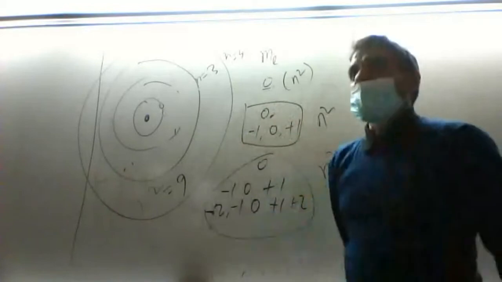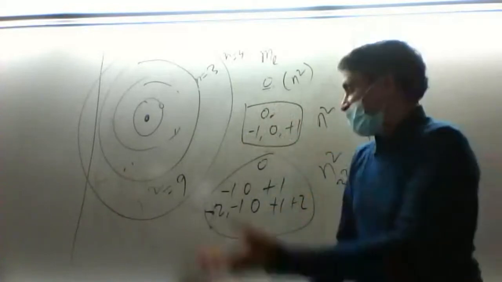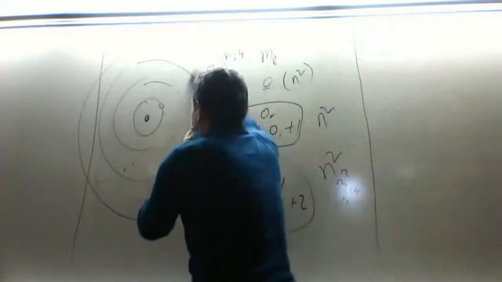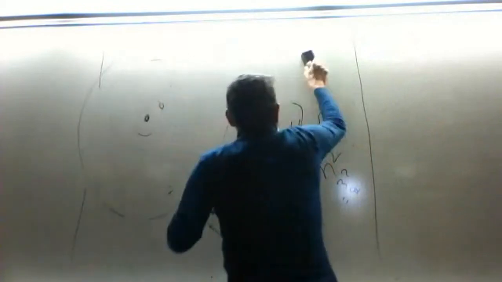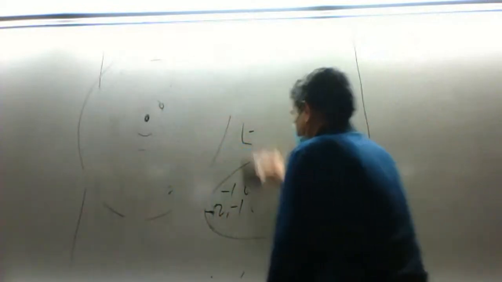So this can have 2 electrons. Each of these sheets can have 2 electrons. So you see, that's how they come to this idea. Hopefully when you go home and read it a couple of times, it may make sense.